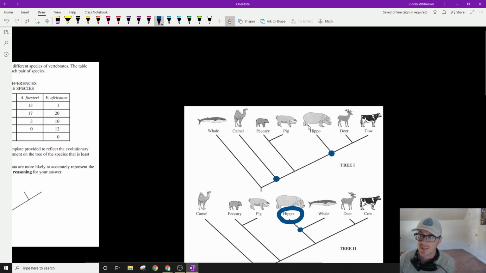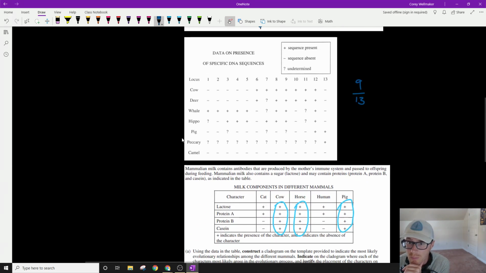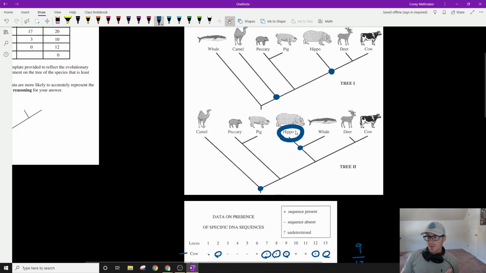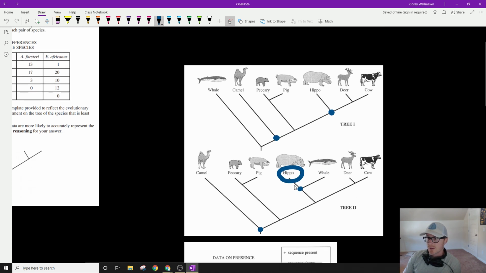Let's look at how many similarities there are between the hippo and the cow, just for example. So I'm looking at hippo and now cow. So that's going to be 1. Not looking good so far. 2, 3, 4, 5, 6. But there were 9 similarities compared to the hippo and the whale. So this is looking good.